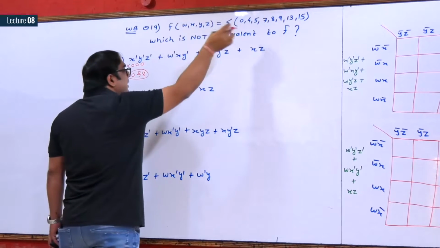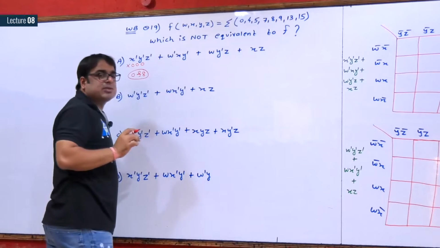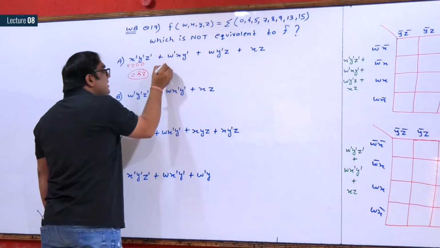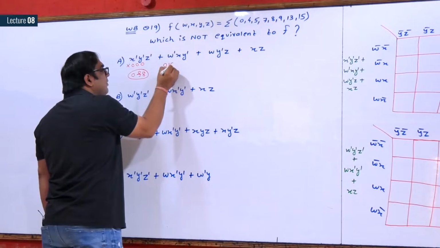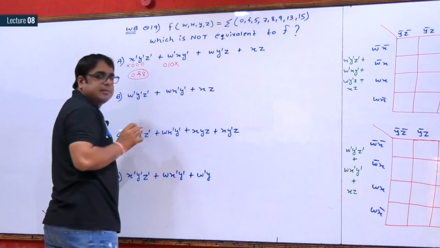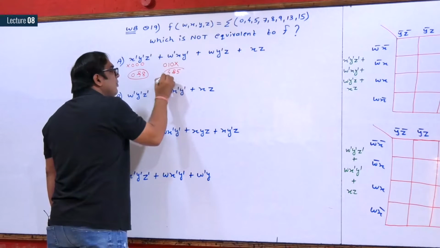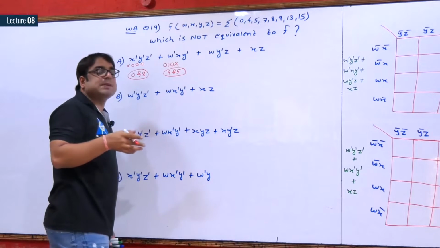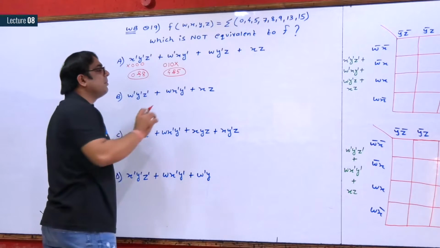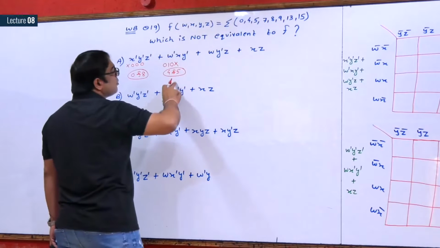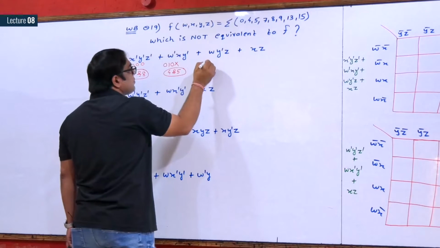0 and 8 are matching, so I have to proceed for the next check. W is equal to 0, x is equal to 1, y is equal to 0, z is not given. It will give me 4 and 5. For this, you should have a fast practice of calculating min-terms number. 4 and 5 are also matching, you have to check the next one.